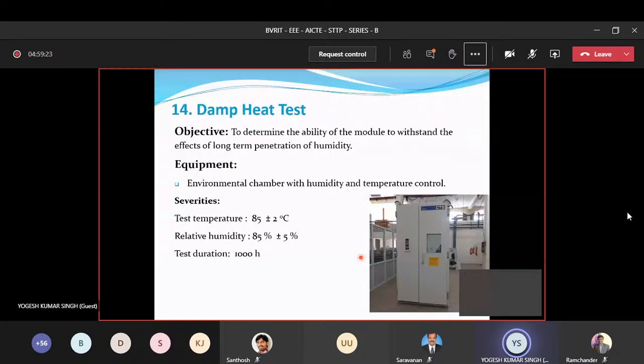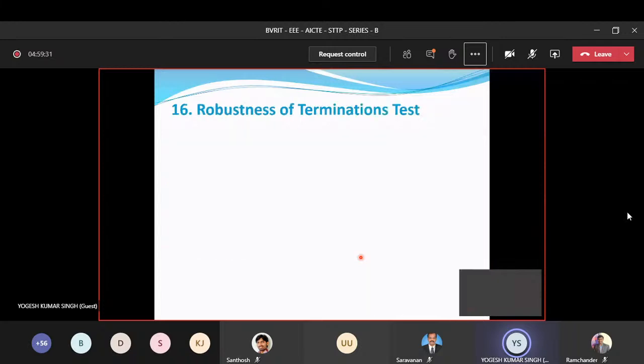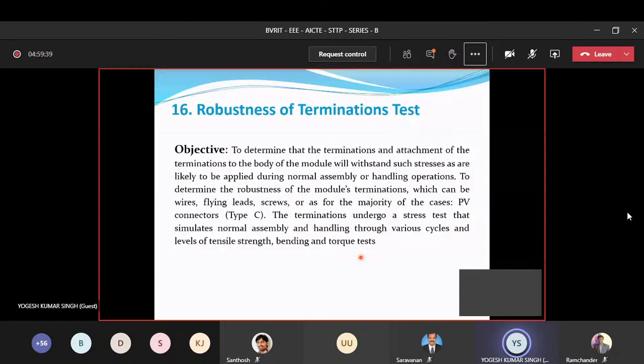Then we have another criterion, which is the robustness of the module. What things come under robustness, and what is the objective? Why do we require robustness of the module? It is to determine the strength of the terminations and the body of the module, which has to stand up to stresses. So the PV module connected to the terminals undergoes the stress test condition. If it passes the stress test condition, it means your module is working in a very perfect way. If something happens to the module, then definitely there is some problem.